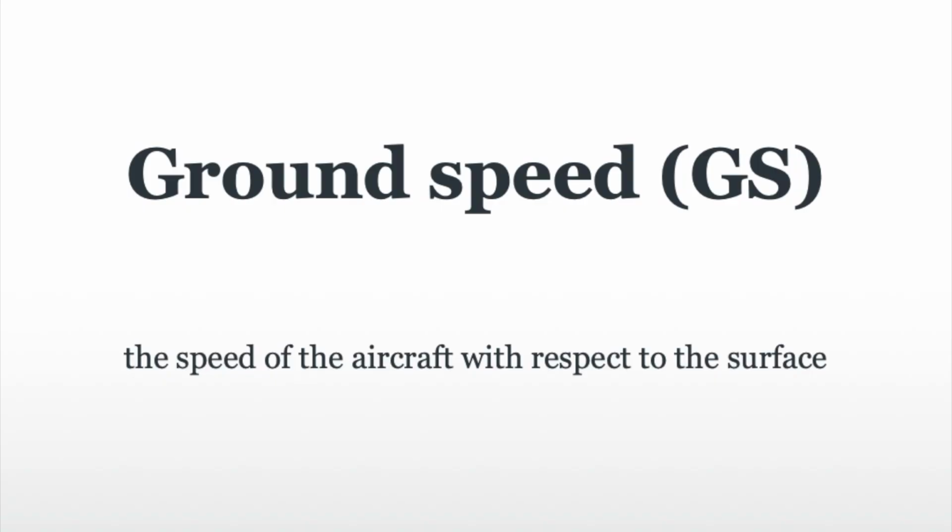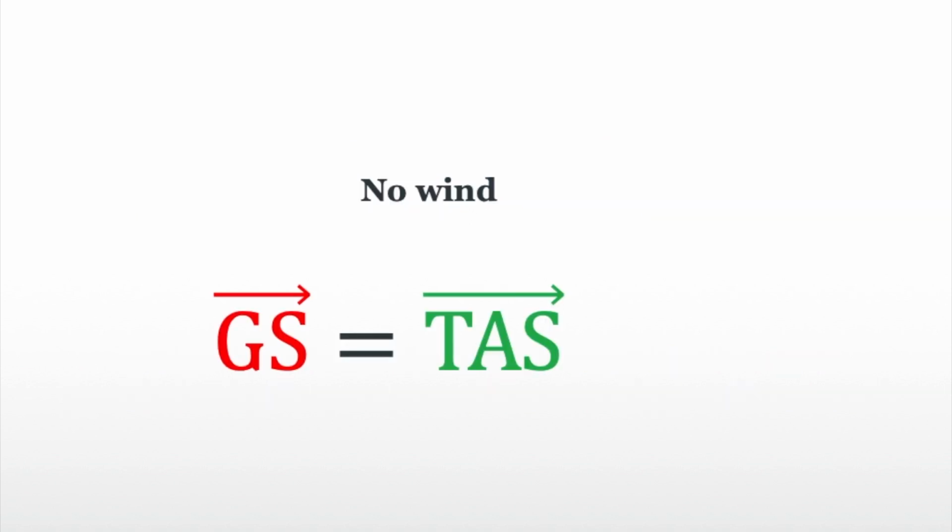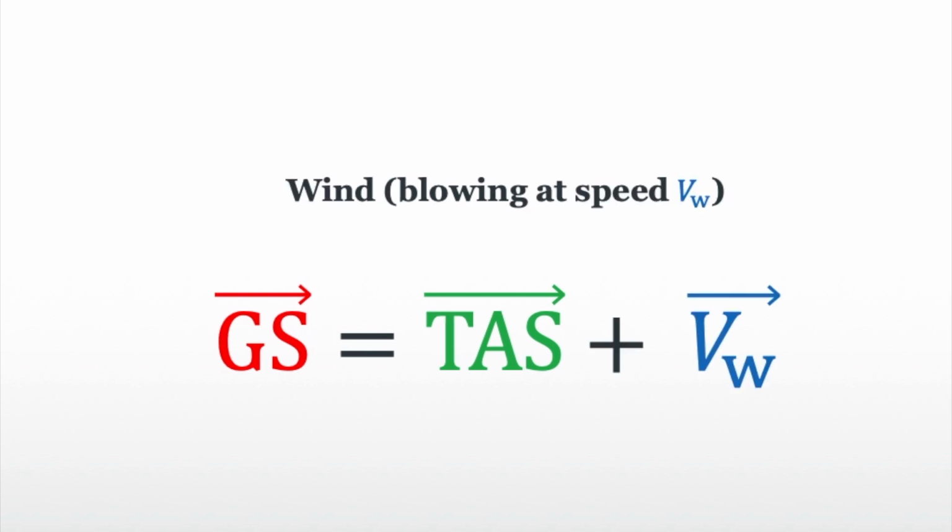We've already seen that the ground speed is the speed at which the vertical ground projection of the aircraft moves with respect to the surface. And now our first and simplest type of airspeed, the true airspeed, is simply the speed at which the air molecules in the far field, so far enough to be unaffected by the presence of the aircraft, pass the aircraft. When there is no wind, which is basically almost never, the ground speed and the true airspeed are the same. When there is wind, the ground speed becomes the vector sum of the true airspeed and the wind speed.